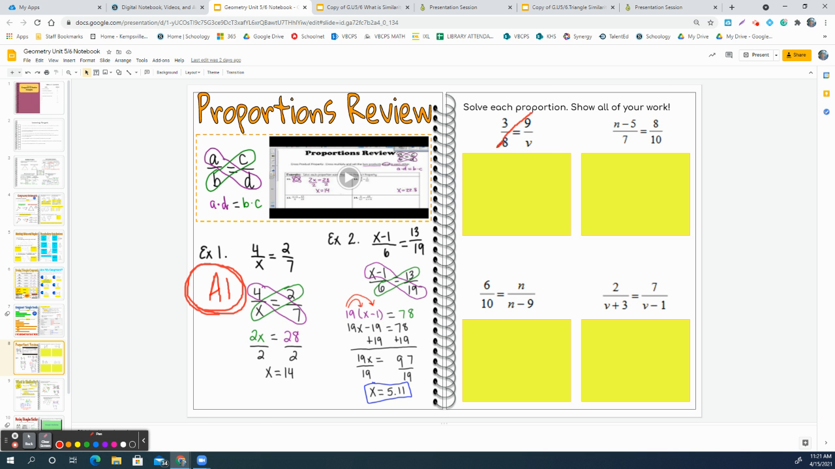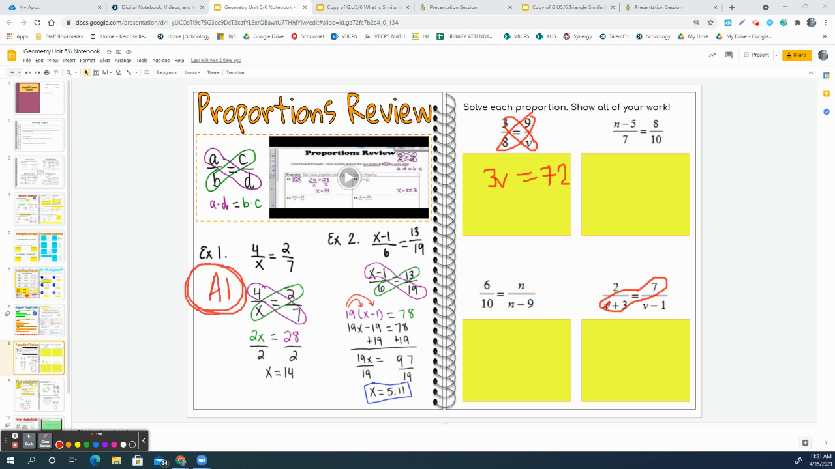It's just cross multiplying. So you're going to do 8 times 9 and 3 times V. 3V equals 72. And then you divide. You've got to know how to cross multiply. It's going to be super important here. I don't want to take a ton of time, but I do want to look at this last one just to make sure we know how to distribute. With proportions, you multiply across that diagonal.